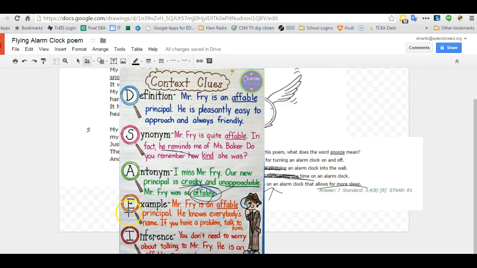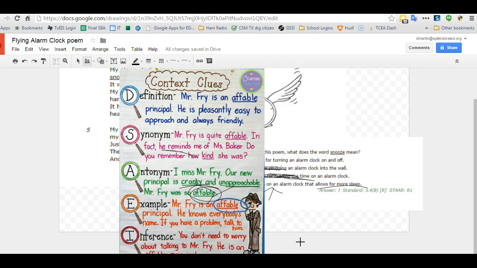The author sometimes will give you an example. Mr. Fry is an affable principal. He knows everybody's name. If you have a problem, talk to him. So here the author is actually fleshing out what the word affable means.